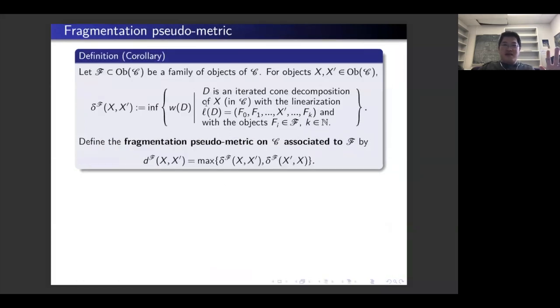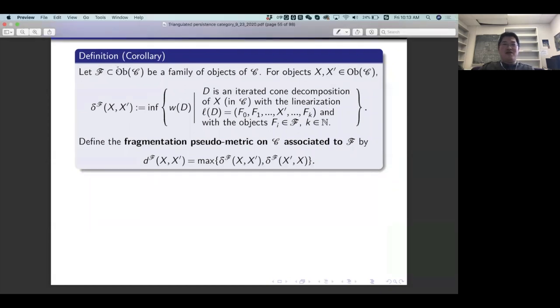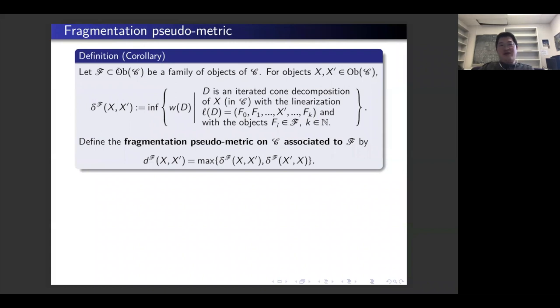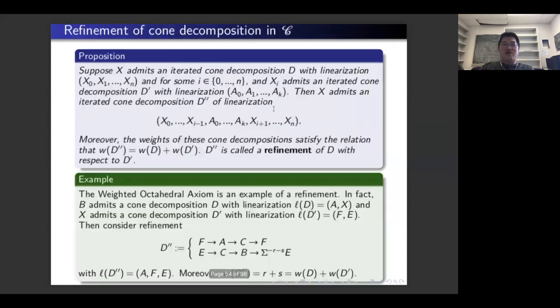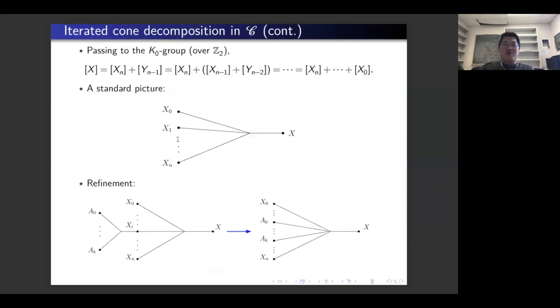Okay, now here comes the definition of what DF, this fragmentation pseudo metric, is. Again, we first have to fix a subset of the object set of the category, and I would define some measurement between two things. So X and X prime are related by iterated cone decomposition in the way that X prime is one end and X is the other end. So it goes to the picture here, there will be X and some X prime appears here, but all other objects come from the chosen subset of the category.